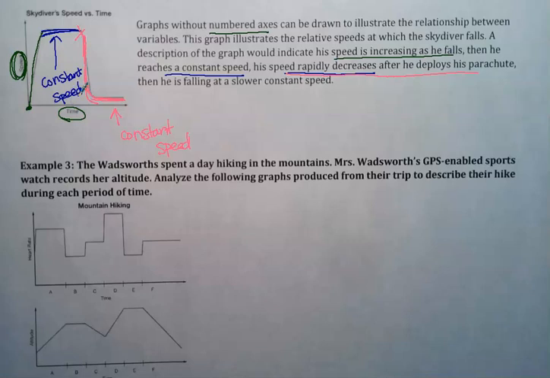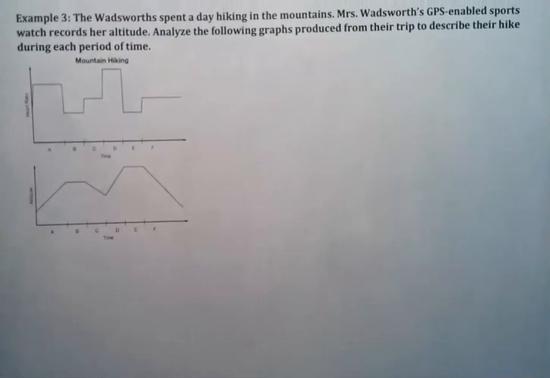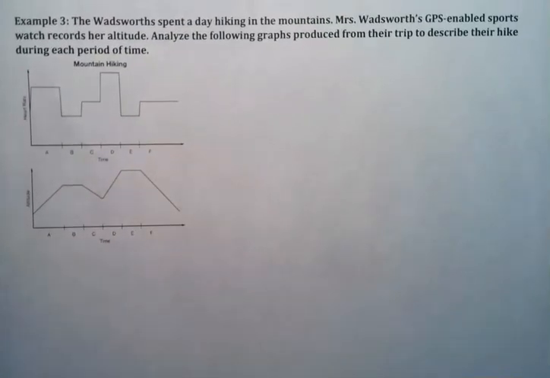Okay, so let's try to do example 3. The key to these is always really paying close attention to what your variables are. Example 3: the Wadsworths, so this is a family. The Wadsworths spent a day hiking in the mountains. Mrs. Wadsworth's GPS-enabled sports watch records her altitude, so we're checking out altitude. Analyze the following graphs produced from their trip to describe their hike during each period of time.